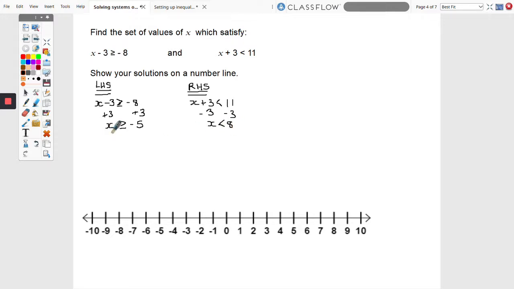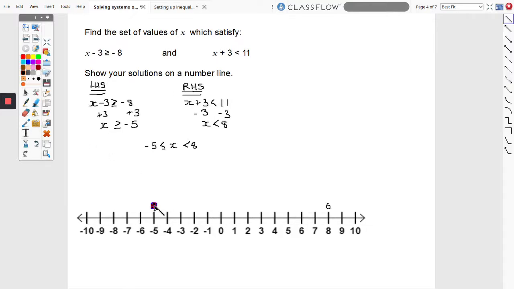So x ≥ -5, and x < 8. So again, I can write this as a compound inequality: -5 ≤ x < 8. And then I'm going to represent that on my number line. So solid circle at -5, open circle at 8, and that's a representation of the set of values of x which satisfy those two inequalities.